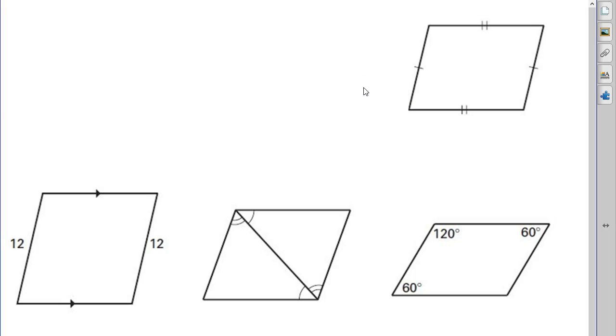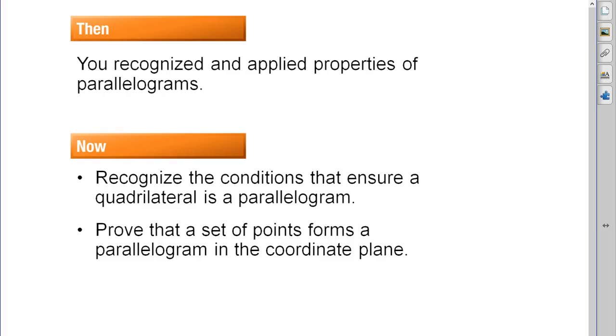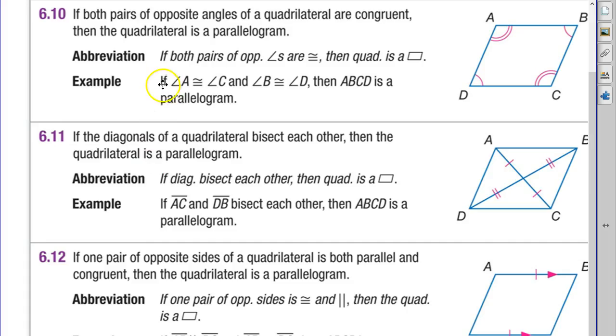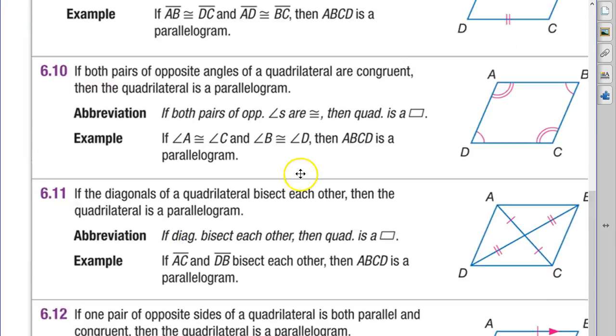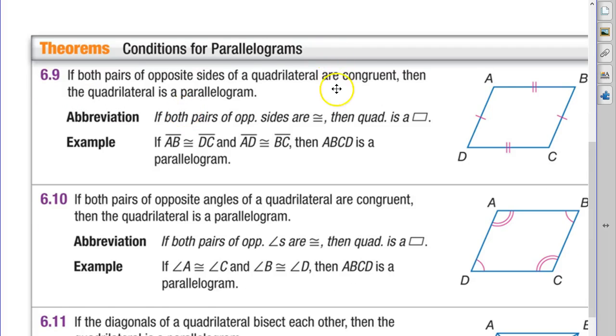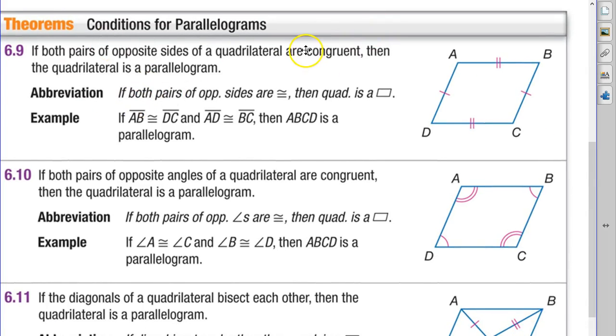Okay, so hopefully for this one here, you also said yes. This one's maybe one of the easier ones because you go back and you say, yeah, both pairs of opposite sides are congruent, so it has to be a parallelogram. Theorem 6.9.